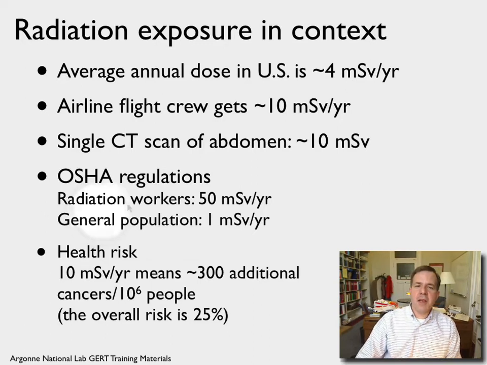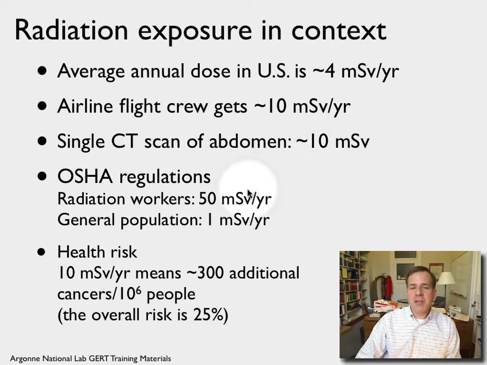If we put it in context with regard to more occupational sorts of exposures and restrictions, as we said, the annual dose in the United States is about 4 millisieverts per year. That goes up depending on your job. So for instance, an airline flight crew gets something like 10 millisieverts per year because they get higher dosages of cosmic radiation, because when you fly high up in the atmosphere, you get less protection from the atmosphere from those cosmic rays. A single CT scan of the abdomen gives you a significant exposure on the order of about 10 millisieverts.